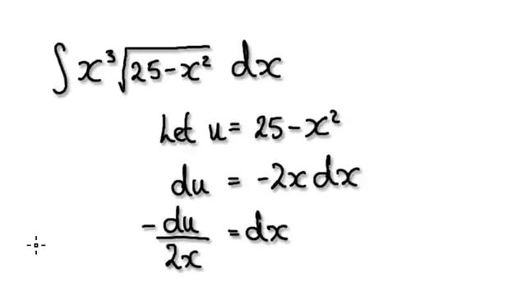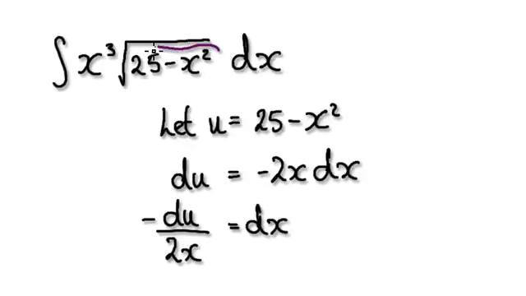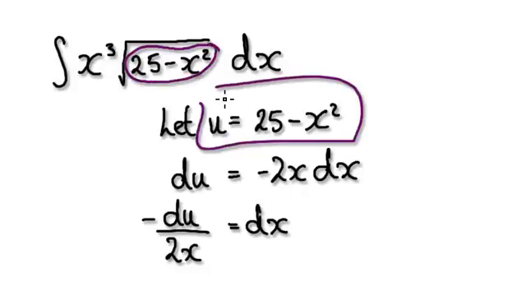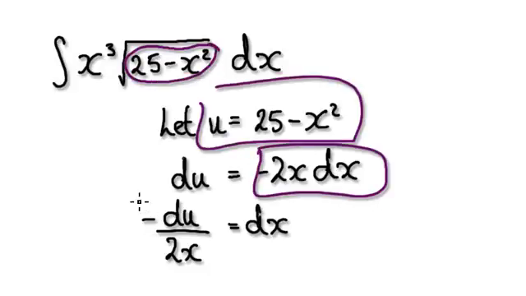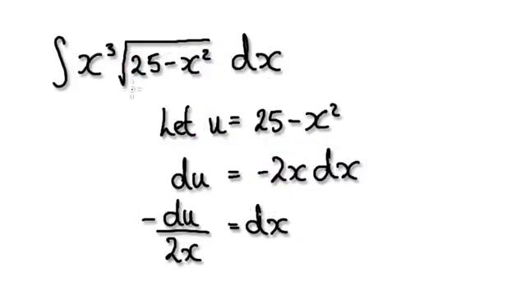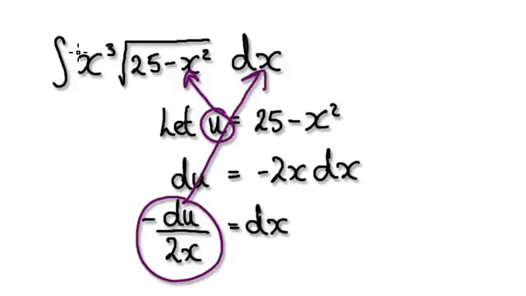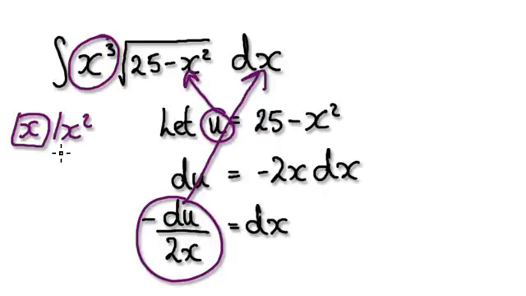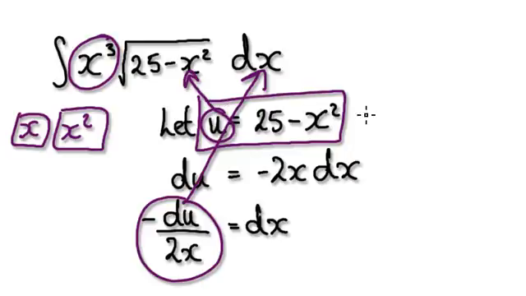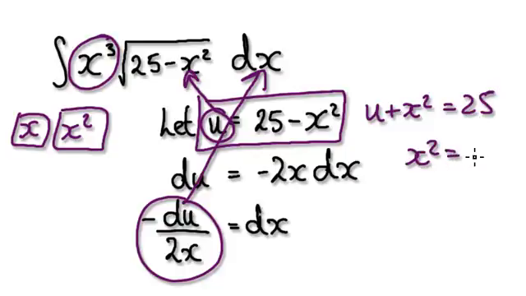Okay, so to do this, let u equals this thing here. So if u equals this, then du equals this, and dx equals this thing here. So let's put this back into here, and this into here, and then later we're going to break this up as an x times an x squared here, and this x squared. If you look at this here, add x squared to both sides, so that would be this equals 25. So x squared equals 25 minus u.